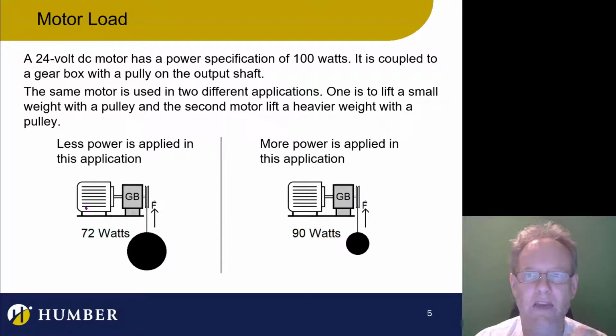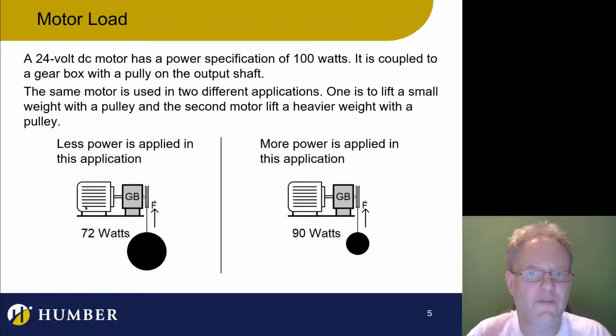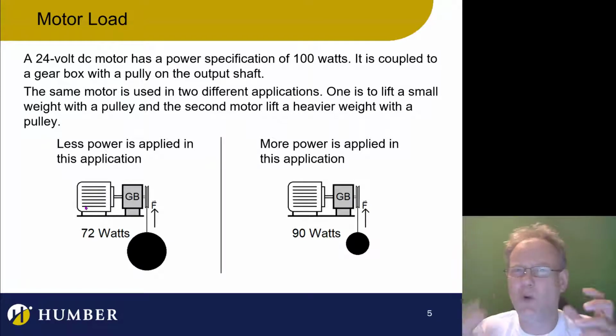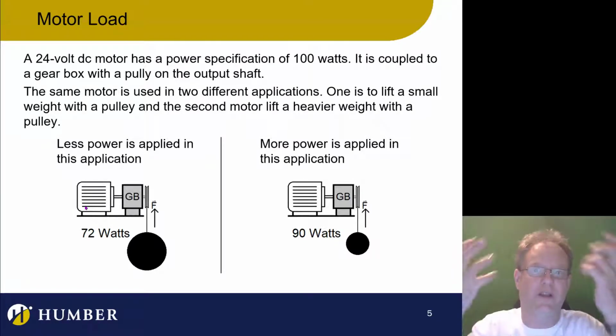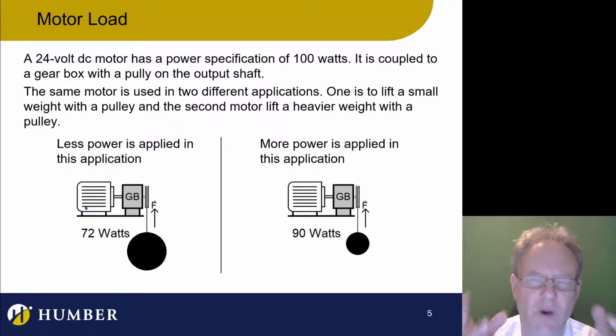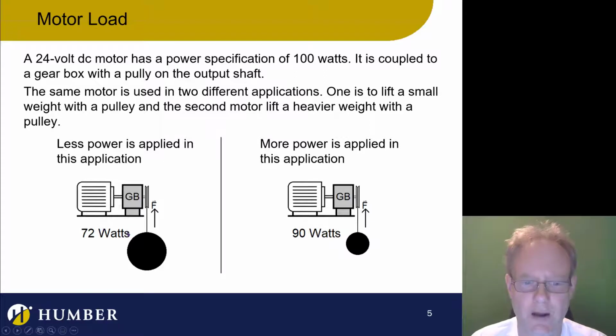But why is the heavier weight, so if I were to lift that weight from here to there, well, that's more joules than lifting the other weight, which is smaller, from here to there. So wait a second. There's more energy being used to lift that weight. Well, how come this is only 72 watts and this is 90 watts? Well, there are actually lots of different reasons for that.